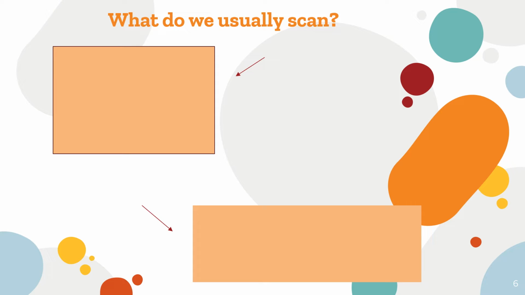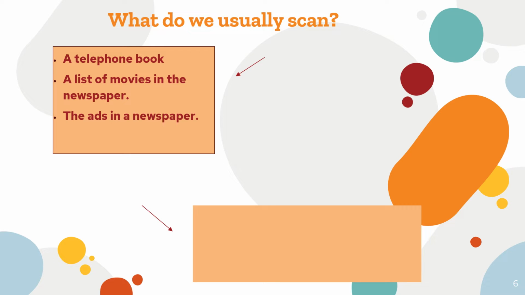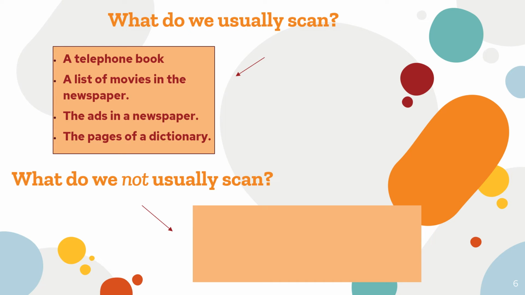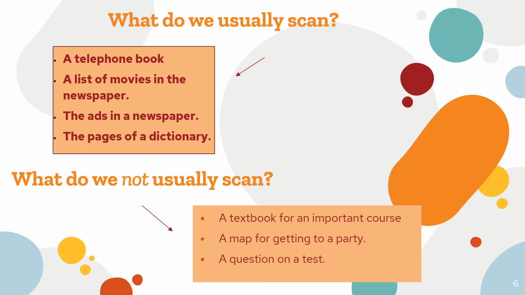What do we usually scan? A telephone book, a list of movies in the newspaper, the ads in a newspaper, the pages of a dictionary. What do we not usually scan? A mystery story, a textbook for an important course, a question on a test, a map for getting to a party. Why? Because with these examples we tend to pay close attention, since it is important.